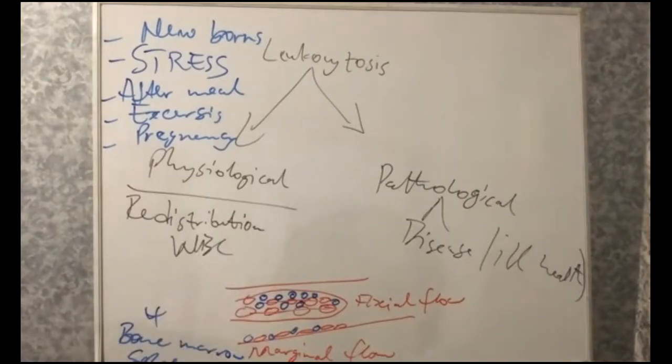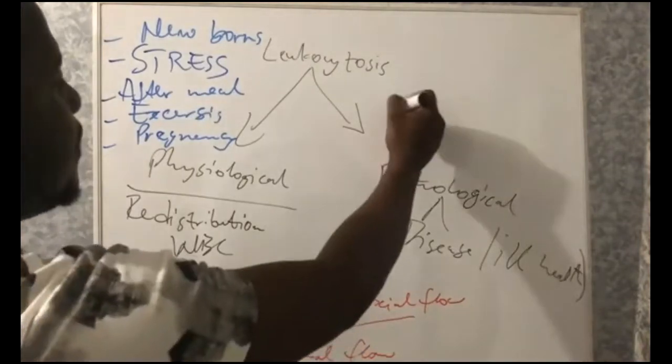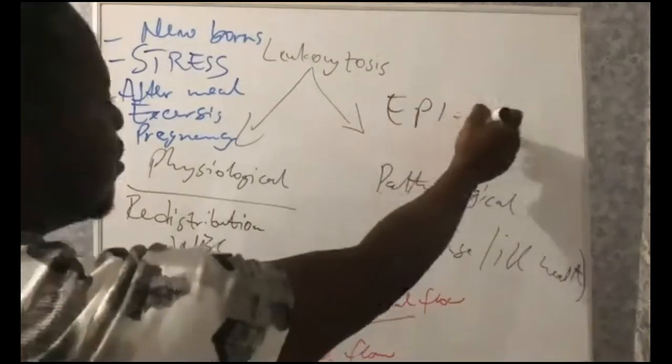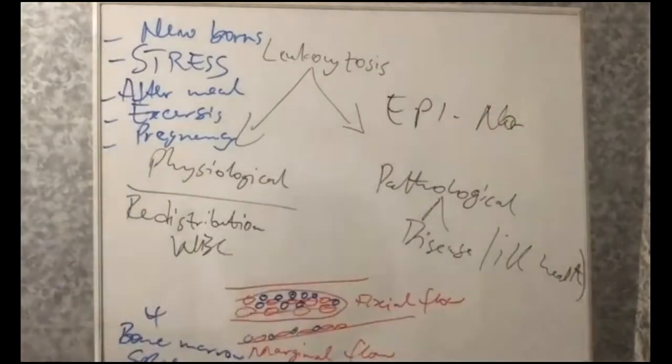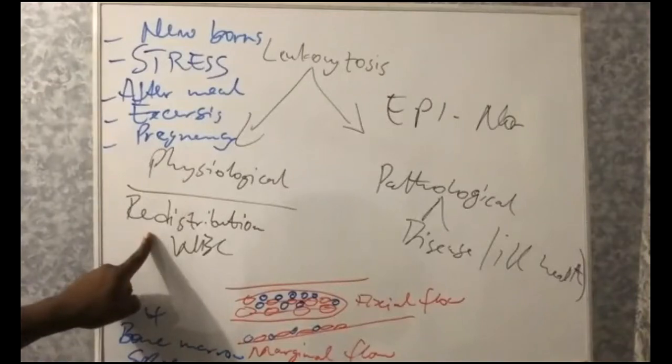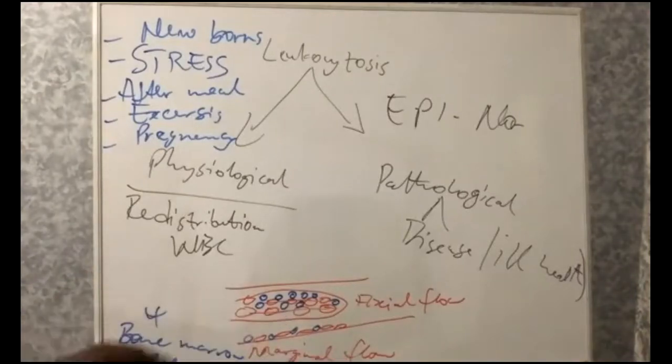It's called redistribution. So when the patient finds themselves in a stressful condition, normally they produce epinephrine and norepinephrine, okay? And it is this epinephrine and norepinephrine that will cause the redistribution of the white blood cells from their depot into the axial flow. And once you take the person's blood, the white blood cell count will go up. Does anybody have any question?